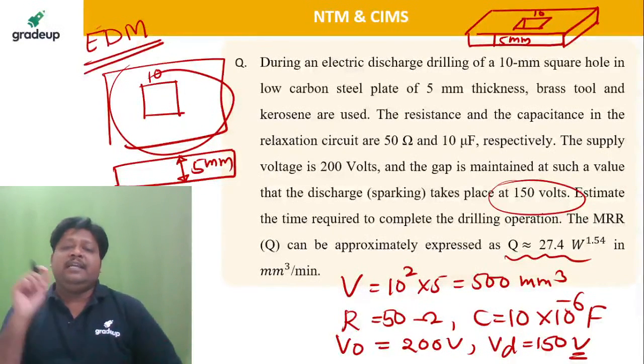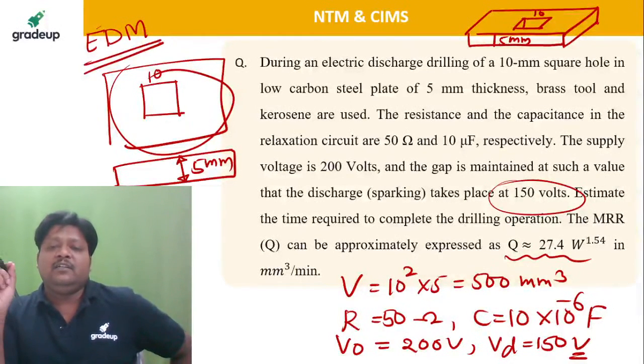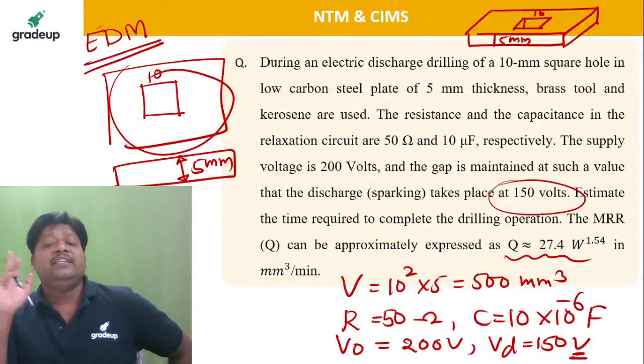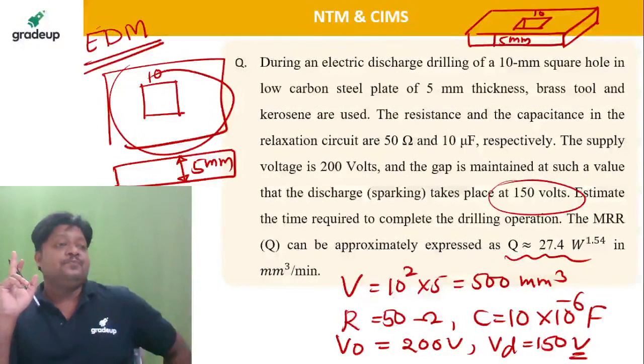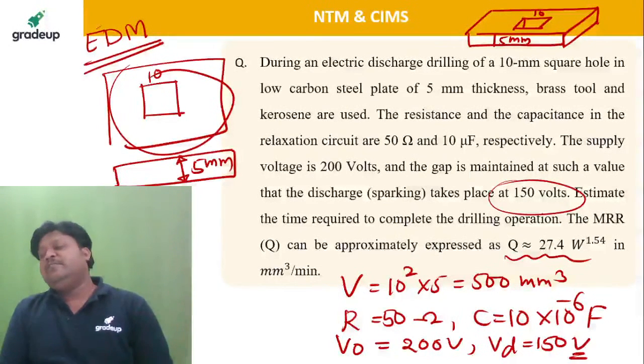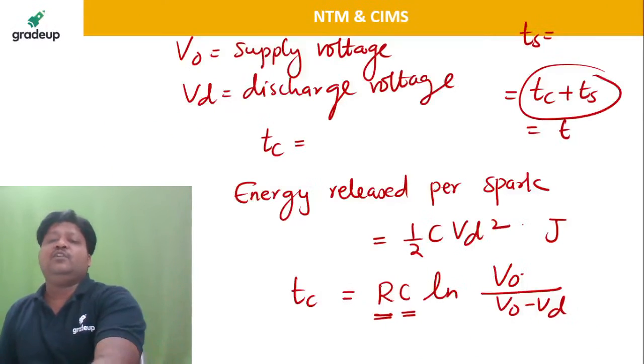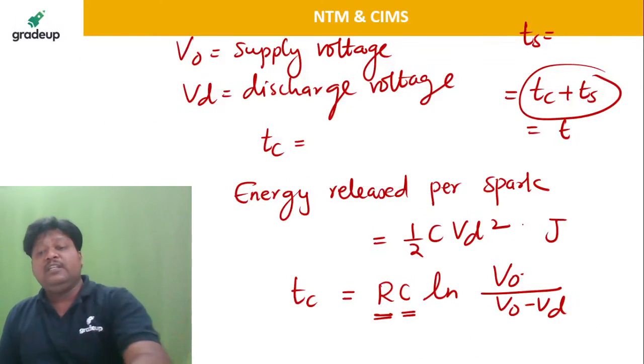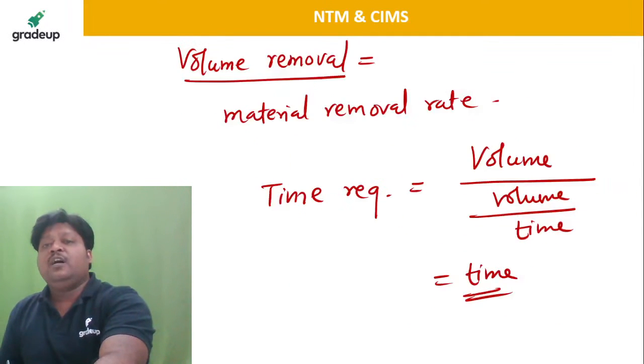And they are saying the MRR Q can be expressed as Q equal to 27.5 into W to the power 1.54, where W is the average power. You should take it in kilowatts, please don't forget this. Very nicely, you know power is, first of all, energy divided by time. So calculate the energy first. How will we calculate energy?